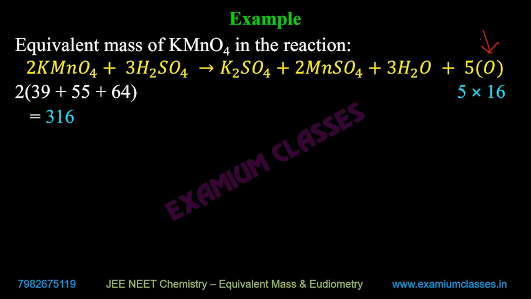And now we will apply the same definition that we have already studied. We will calculate how many grams of KMnO4. So depending on the balanced reaction, we will calculate the molar mass. We will multiply it by 2, so 316 grams, or you can say 316 parts by mass, liberate 5 into 16 parts by mass of oxygen.